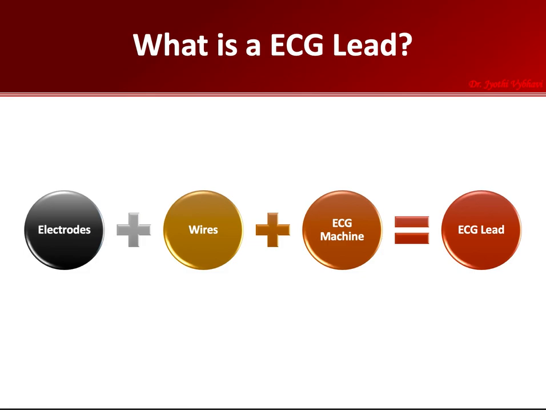So let's understand what is a lead. Often students get confused between electrodes and leads. Electrodes are just metal plates, okay? Whereas an ECG lead is actually a pair of electrodes with a set of wires connected to an ECG machine, and the electrodes are placed on the body surface. This forms the ECG leads. The purpose of this lead is to record the electrical activity of the heart.